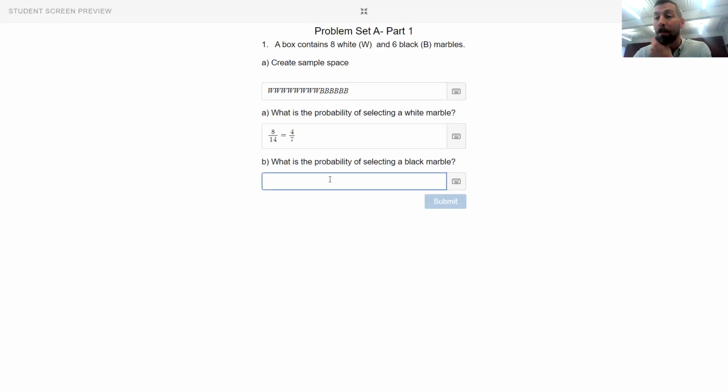And then, of course, selecting a black marble, we're still talking about 14 marbles. How many of them are black? 6. I can count them in my sample space, or the problem just tells me. I can reduce that. That would be 3/7.